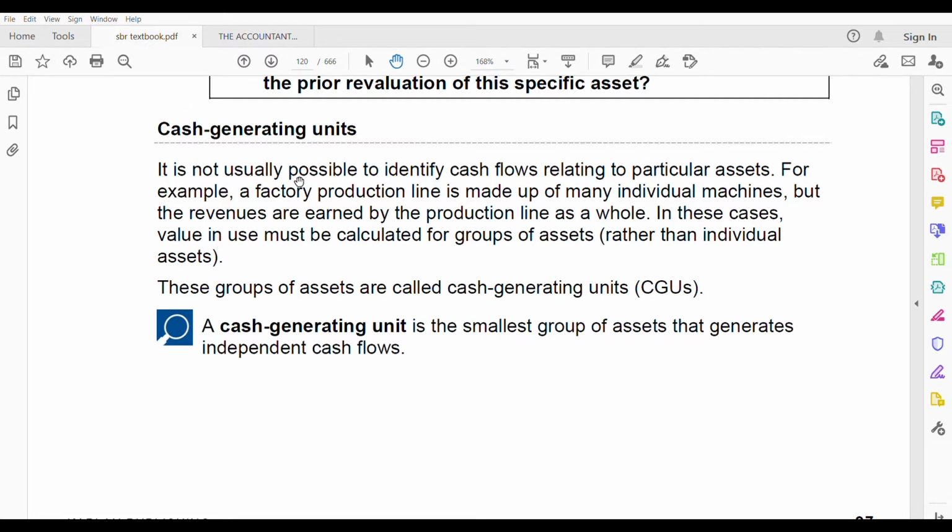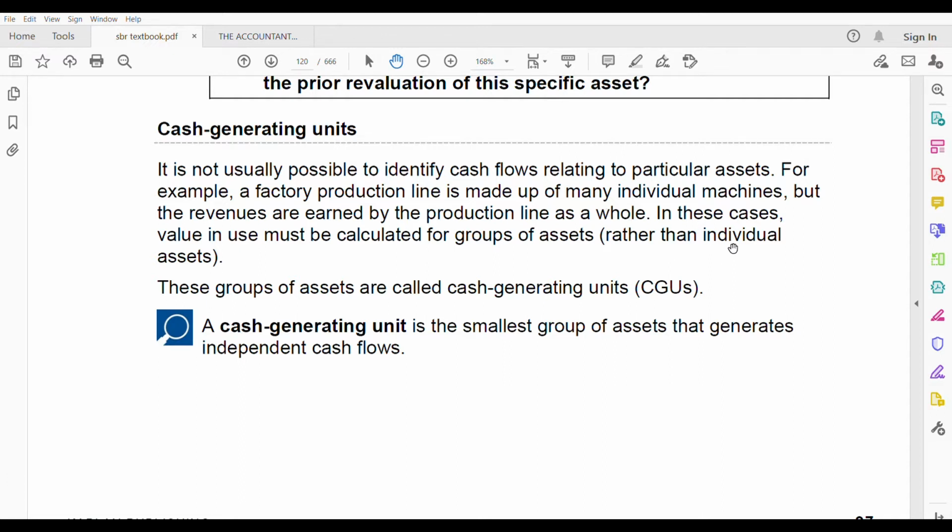So sometimes it is not possible to identify the cash flows relating to particular assets. You cannot say, okay, from this asset I'm getting the cash flow. So they have given one example. One example is a factory production line made up of many individual machines, right? But the revenues are earned by the production line as a whole. You cannot say that individual machines are earning revenue. When the revenues are earned, it is earned by the production line as a whole only. They are considered one single unit together, the whole production line, even though it is made up of many individual machines.